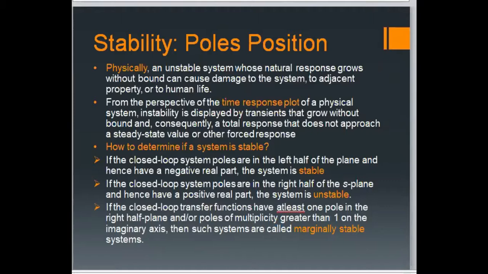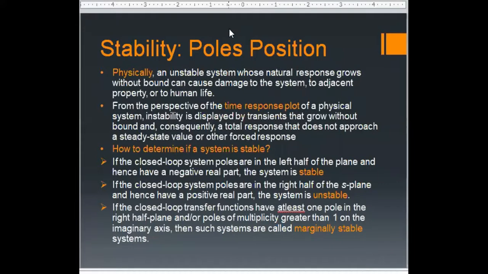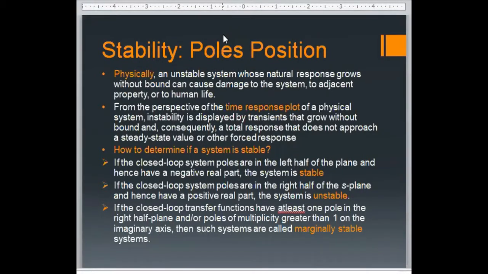From the time response plot, if you just consider the response plot, if the output plot is growing, that means the system is unstable. If it is decaying or coming down to the final value, then your system is stable.